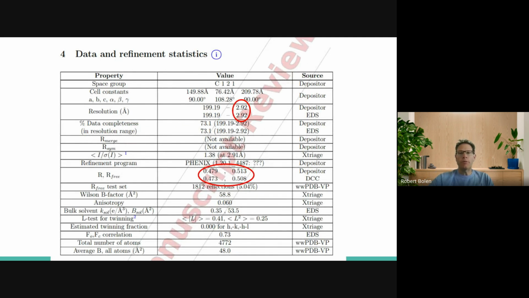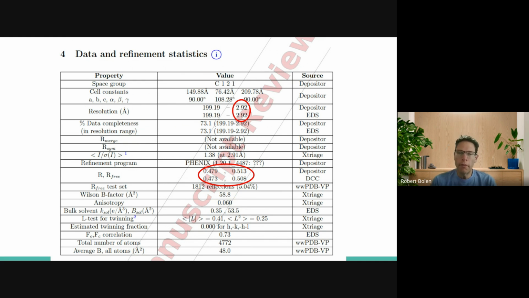All right. The next one gives you some numbers. And again, here's our resolution, 2.92. That's pretty high. Our R factors, we want them to be like 0.25. This is 0.479, so this is almost double what it should be. That tells you it's probably not that good either. The B factor is also kind of high, which tells you that there's a lot of molecular motion, which means there's a lot of blurriness to this particular protein.